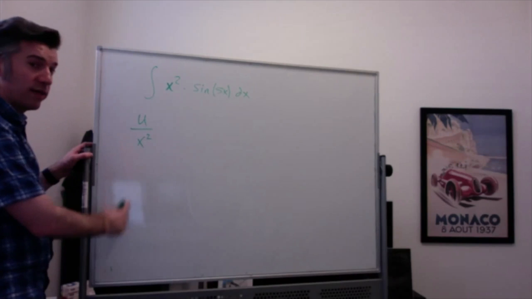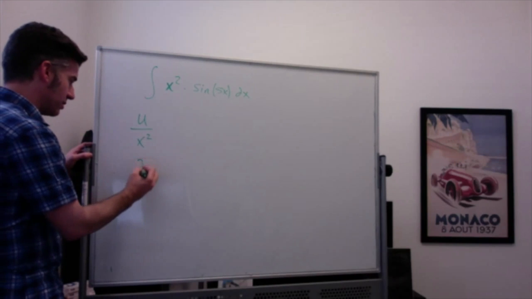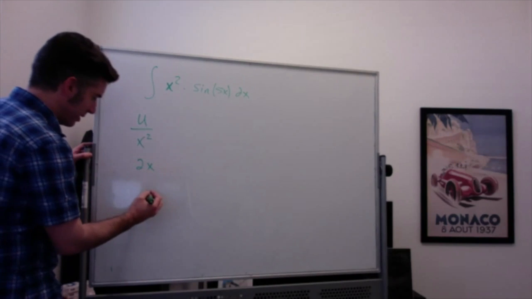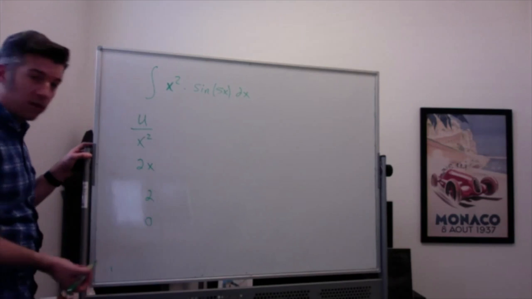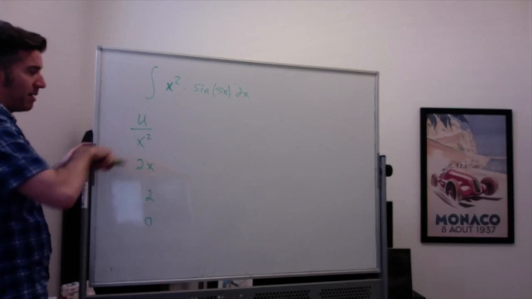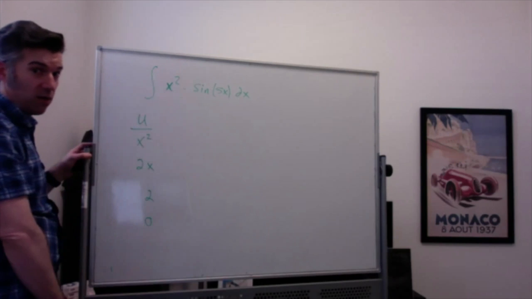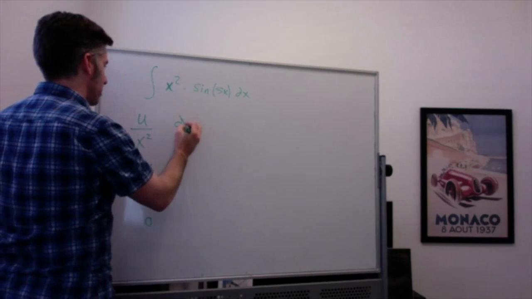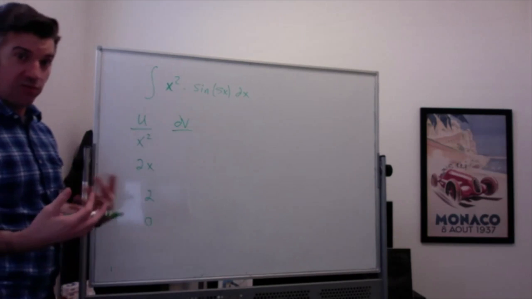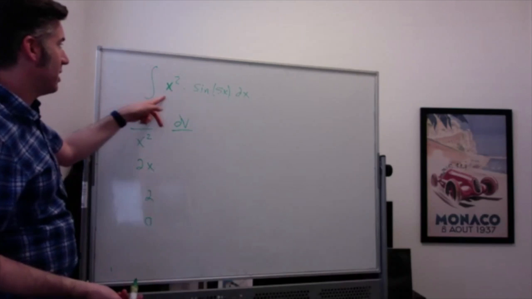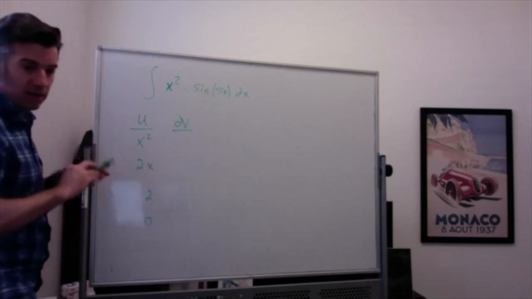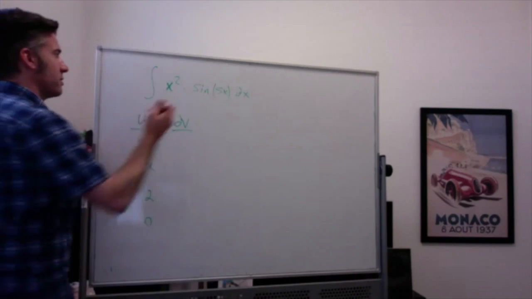And then we take the derivatives. Derivative of x squared is 2x. The derivative of 2x is 2. The derivative of 2 is 0. And you do want to go all the way to 0 because you need that many rows in your dv column. Just like with regular integration by parts, dv is everything else. So if u is x squared, dv is sine of 5x dx.